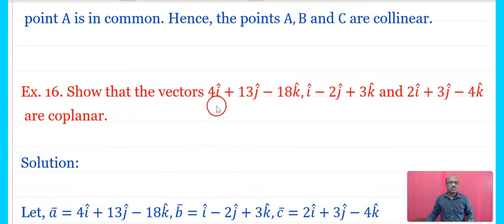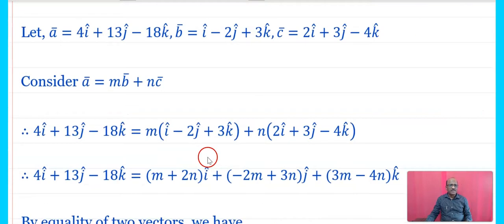Show that the vectors 4i cap plus 13j cap minus 18k cap, the next vector is i cap minus 2j cap plus 3k cap, and 2i cap plus 3j cap minus 4k cap are coplanar. Now we write the vector a bar is equal to 4i cap plus 13j cap minus 18k cap, b bar is equal to i cap minus 2j cap plus 3k cap, and c bar is equal to 2i cap plus 3j cap minus 4k cap.